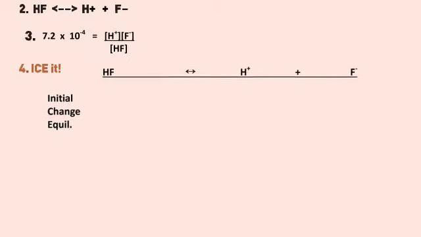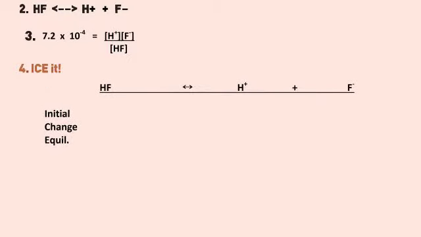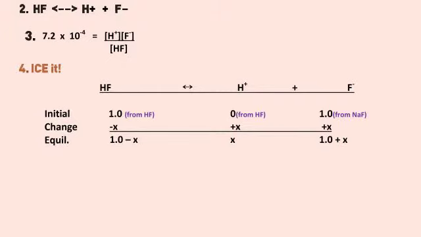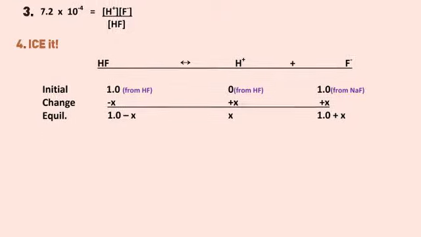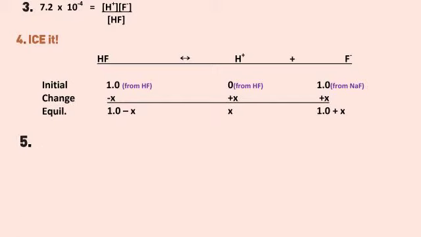Now I want you to ice it. Do you remember how to ice it? Lay out the equation, spread it out, then initial, change, equilibrium. It's the ice method. I'm going to show you that and explain to you where the numbers come from. So for HF, that comes from the HF, that 1 molar. There is no hydrogen ion to begin with, and at the end, F negative comes from it has a 1.0 from the NaF. Really important for you to take a look at this, to understand this.